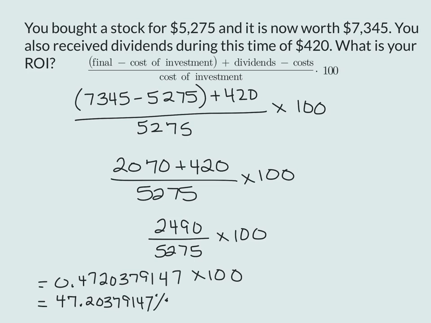And for the purposes of this problem, I'm going to round to 2 decimal places. So I'll look at the 0, and then the number to the right of the 0 is a 3. Since 3 is less than 5, I'll leave the 0 as is. So my final answer is 47.20% or just 47.2%. Those two things are the same.